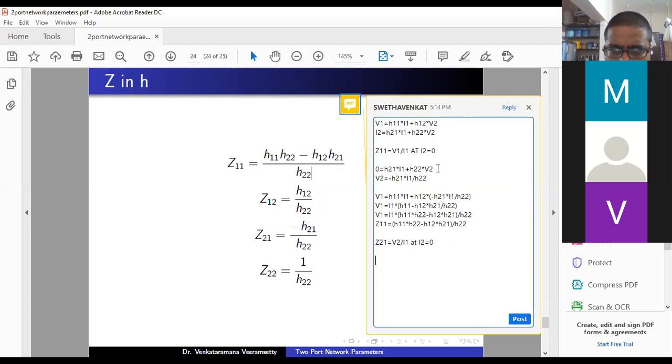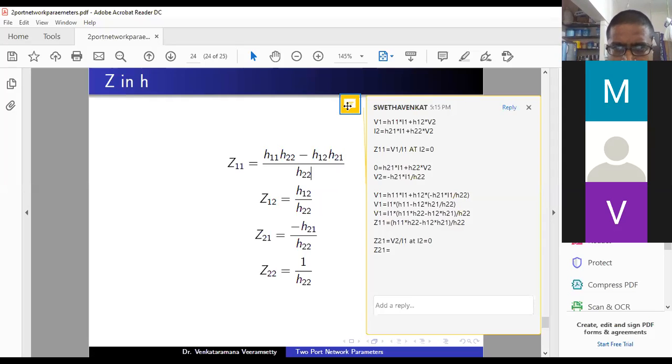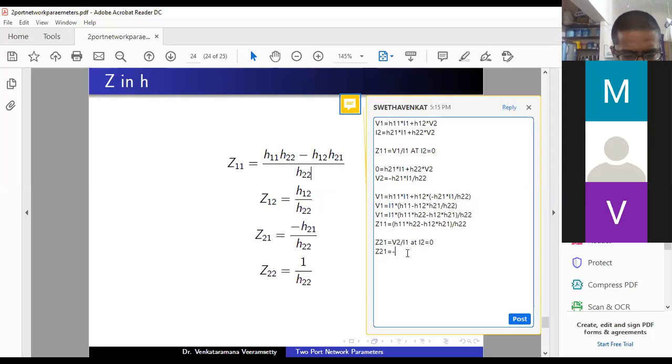Now from this equation, we easily get the ratio between V2 and I1. What's the ratio between V2 and I1 here? Z21. V2 equal to minus H21 into I1 divided by H22. So V2 by I1 is equal to Z21, which is equal to minus H21 divided by H22.